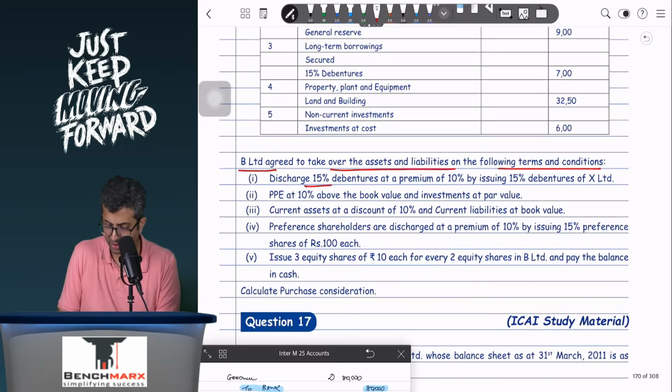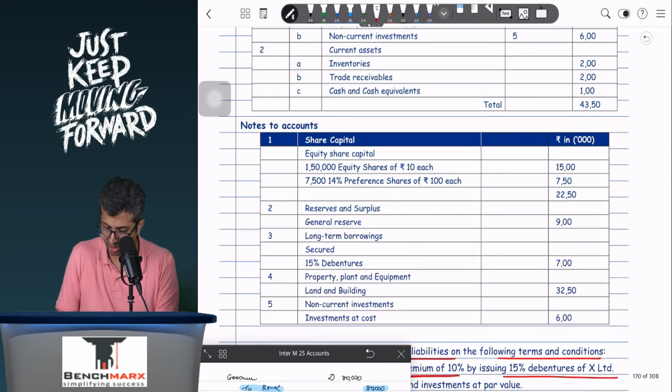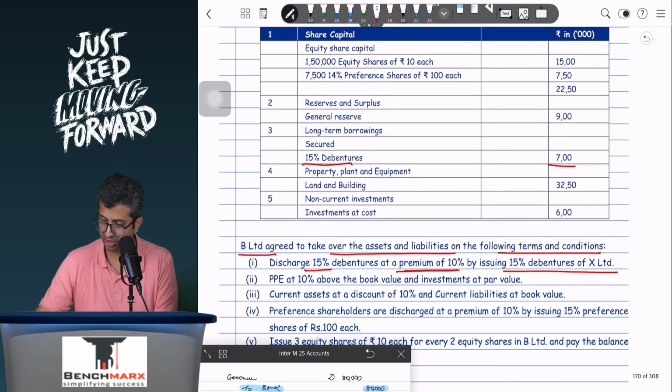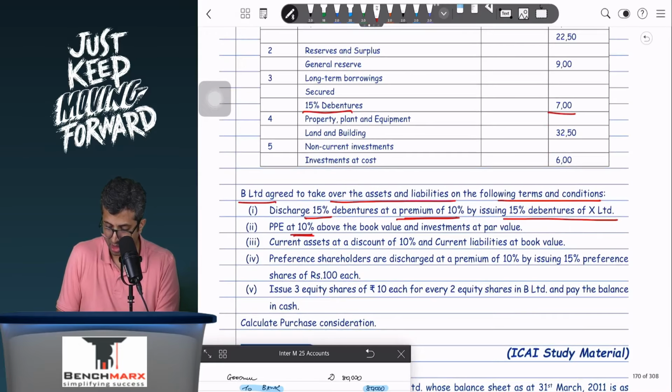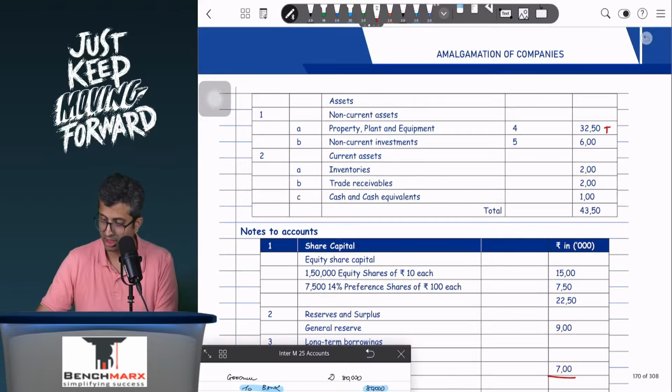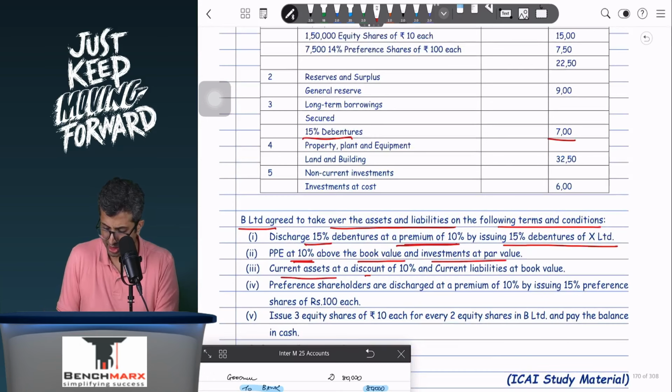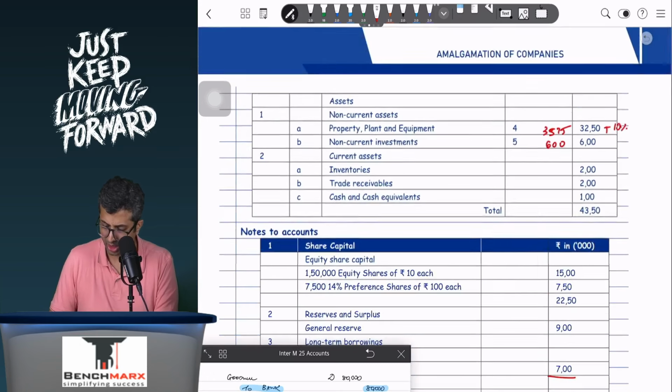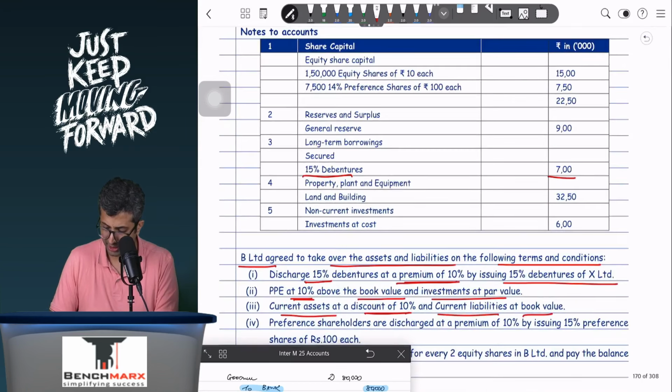Discharge 15% debentures at a premium of 10% by issuing 15% debentures of X. So over here, if I look at the debentures of 700, maybe they are discharged at a 10% premium, maybe 770. PP at 10% above the book values and investment at par value. So this is 3250 plus 10%, which comes to 3575. Non-current investments will be at par value, that is 600 only. Current assets at a discount of 10% and current liabilities at book value. Current assets, whatever they are, at a discount of 10% and current liabilities at book values.